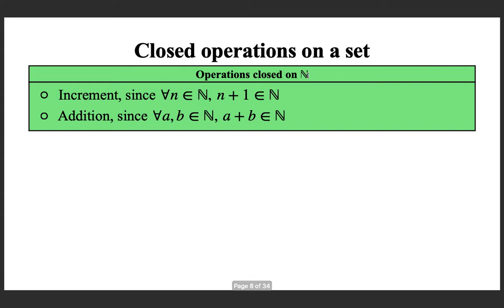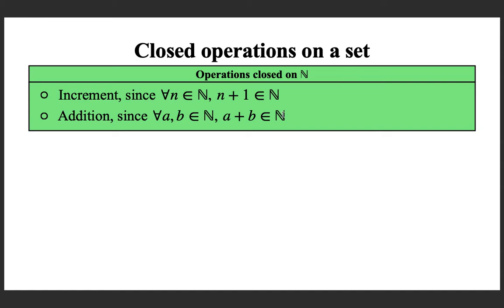Another example is addition, because for all natural numbers a and b, if you add them, you get a natural number. So if the result of performing the operation is again in the set, you can say that that operation is closed on the given set.